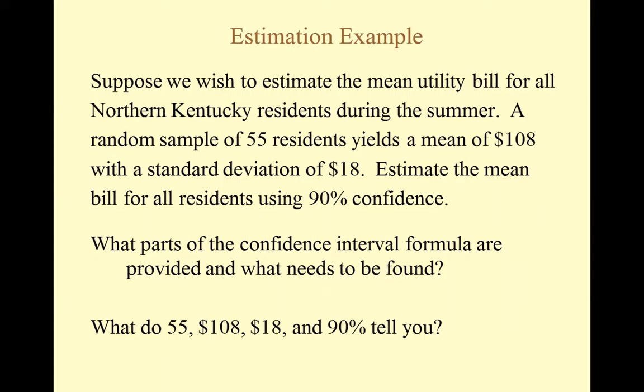Let's look at an example. Suppose we wish to estimate the mean utility bill for all Northern Kentucky residents during the summer. A random sample of 55 residents yields a mean of $108 with a standard deviation of $18. Estimate the mean bill for all residents using 90% confidence. What parts of the confidence interval formula are provided and what needs to be found? Specifically, what do 55, $108, $18, and 90% tell you?